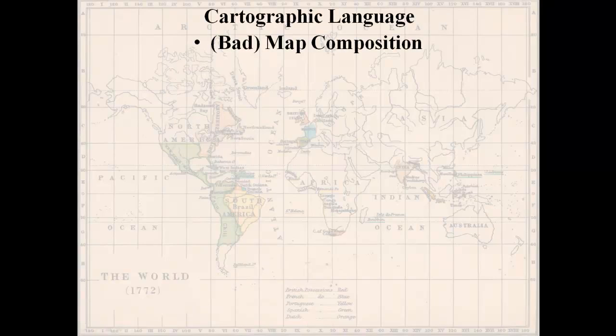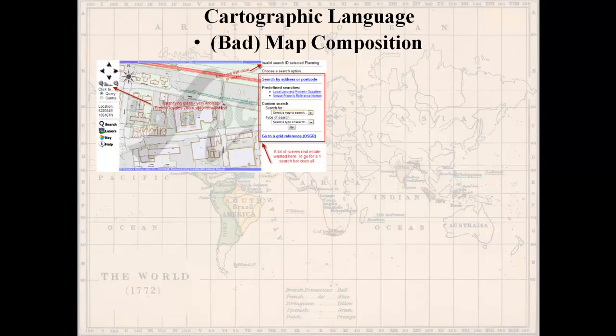Okay, one of the best ways to learn how to make maps is to look at maps and, on your own, decide whether a map is a bad map or a good map. And so composition is something that you kind of get with time and with experience. You can gain that experience by looking at maps. So here are some examples of kind of bad map composition.